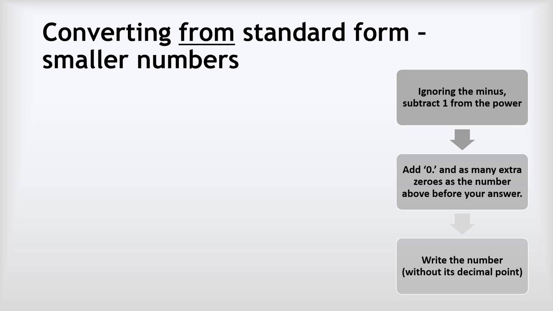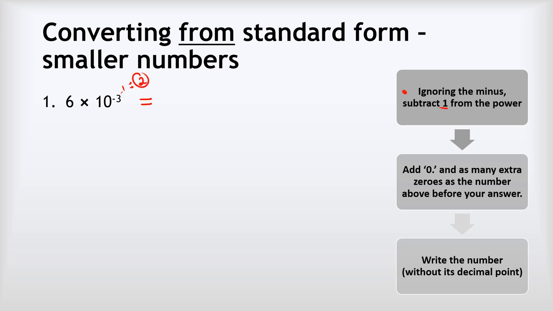Now the last thing that we need to be able to do is to convert numbers written in standard form with negative powers of 10 back into the normal way of writing a decimal number. So let's have a look at this. Our first example is 6 times 10 to the minus 3. And the first thing that we're going to do is, ignoring the minus, we're going to subtract 1 from the power. So we've got 3 here. We're going to do 3 take away 1 equals 2, like that.